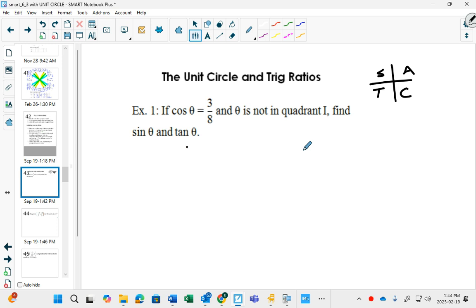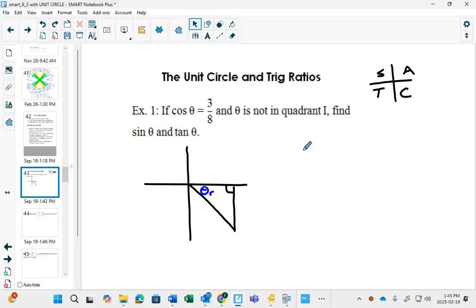So for drawing my triangle, the first thing I'm going to do is draw an angle somewhere in quadrant 4. And then I'm going to go back to my nearest x-axis to make sure that my triangle includes the reference angle. So it has to go back to the nearest x-axis, because reference angles are important.